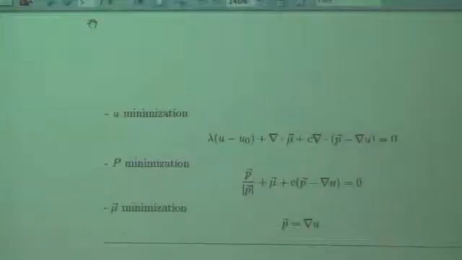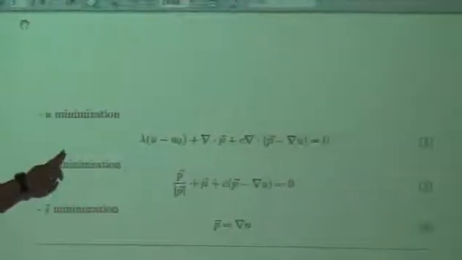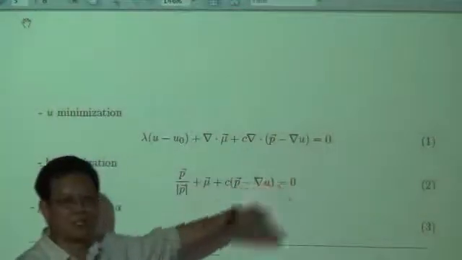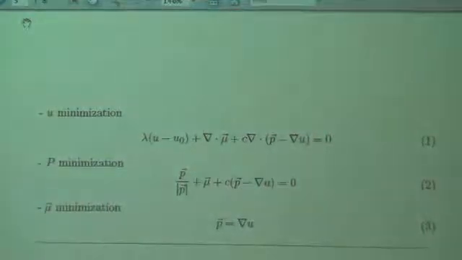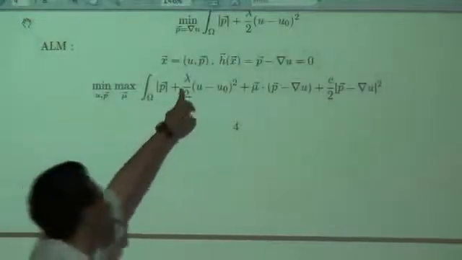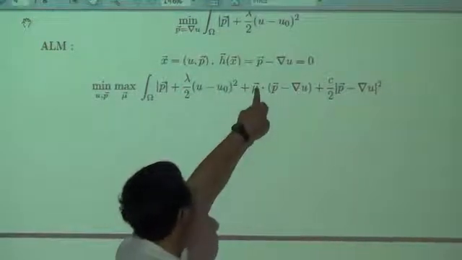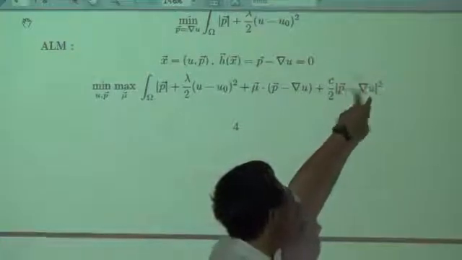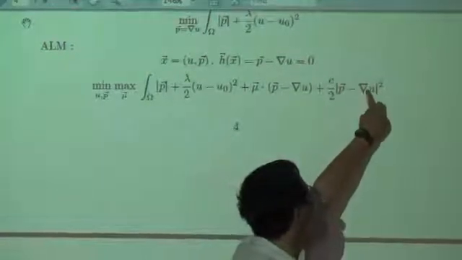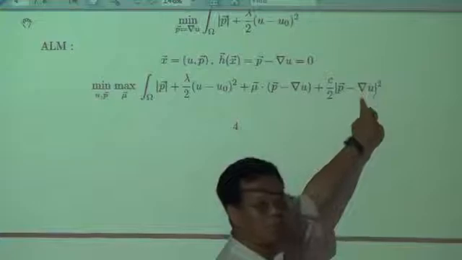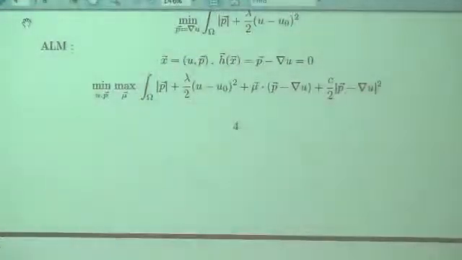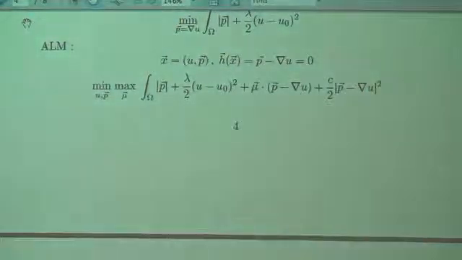And this is the Augmented Lagrangian. Therefore the U minimization: U is quadratic, so you will get such an equation. If you minimize over U, U is quadratic, so you get lambda (U minus U0). Here U is linear, so you get a divergence of omega. Here it is quadratic, a gradient and divergence, so you get a Laplacian. So therefore here is the U equation.